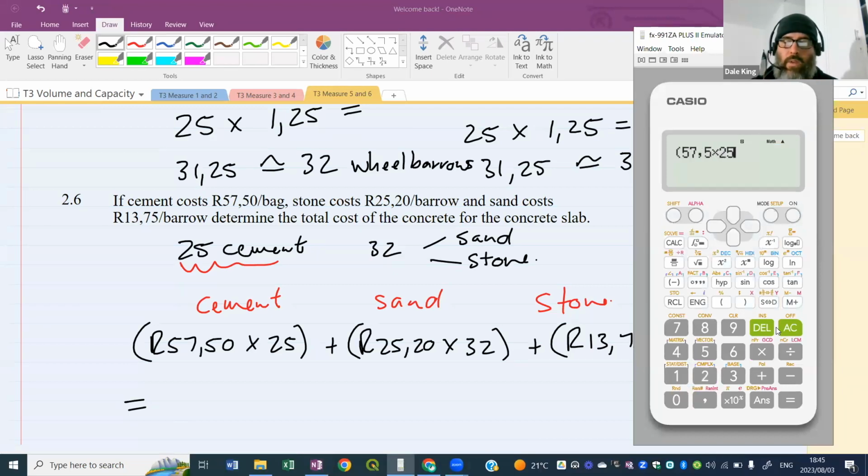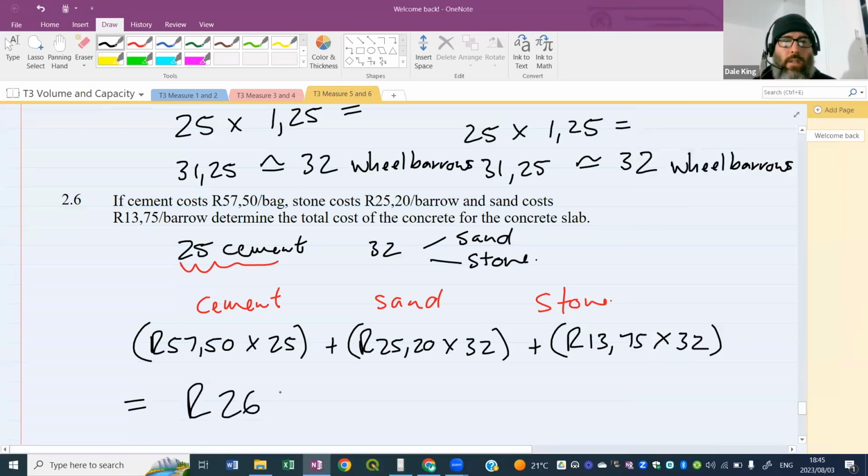57.5 times 25 plus 25.2 times 32 plus 13.75 times 32. All right, let's check it out, ladies and gentlemen. 2683.9. 2683.9 rands for this concrete slab.